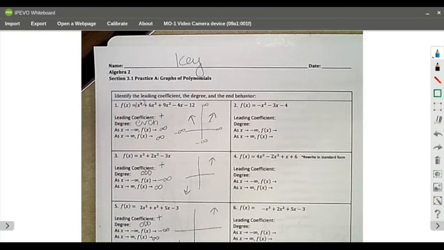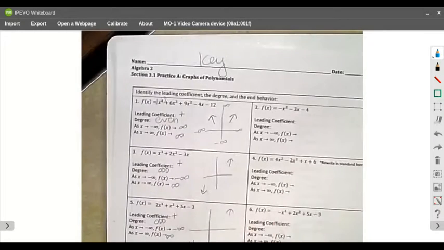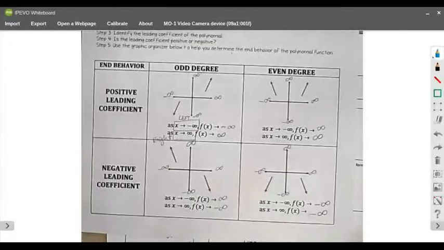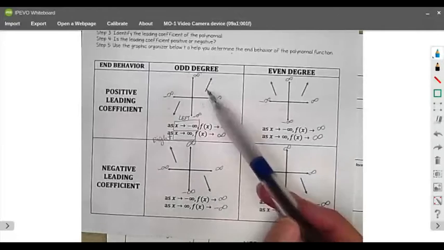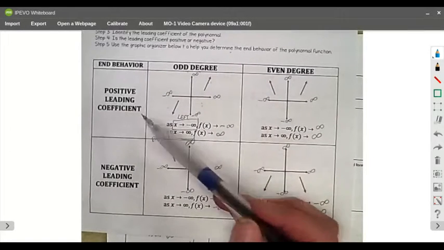So this assignment that I'm going to use for the review, I'm going to do the evens on here, or most of the evens on here. This is something that we did when we first learned end behavior. So if you have it, you might want to take it out. I'll post it to this assignment today so you could print it if you need it. Remember that when you're doing end behavior, you always want to use this chart right here to help you figure it out. It goes by odd or even degree and positive or negative leading coefficient.